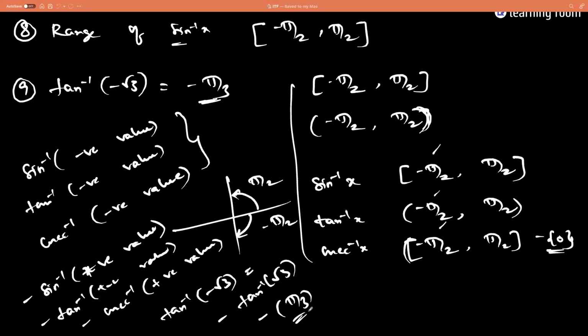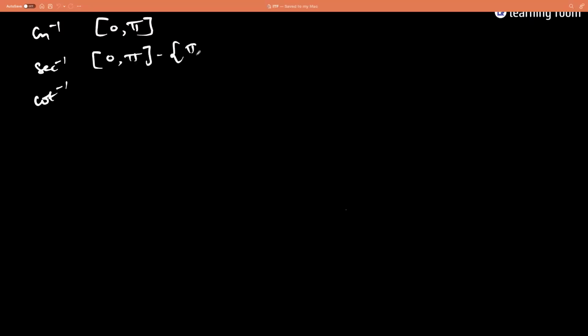Now the question is, what about the remaining three inverse trigonometric functions? One is cos inverse, secant inverse, and cot inverse. I want the principal ranges. 0 to pi, closed interval including 0 to pi. Closed interval 0 to pi, but pi by 2 excluded. And open interval 0 to pi. If you see 0 to pi, sorry, they belong to the first and the second quadrant.